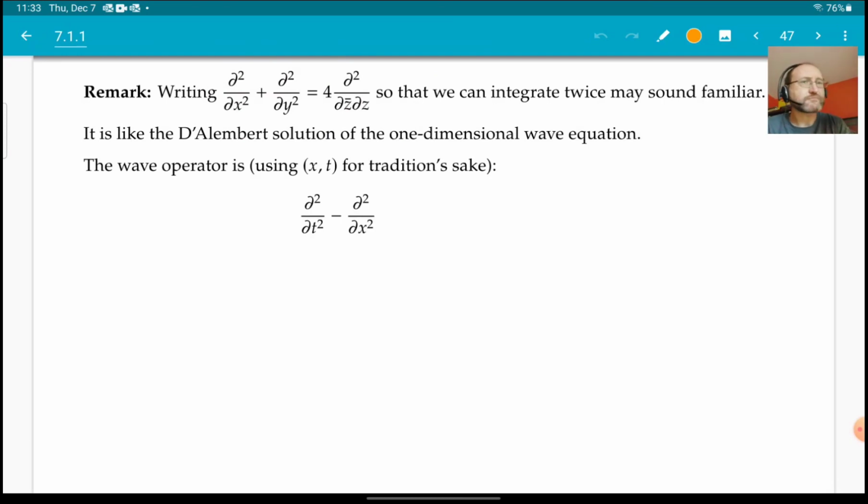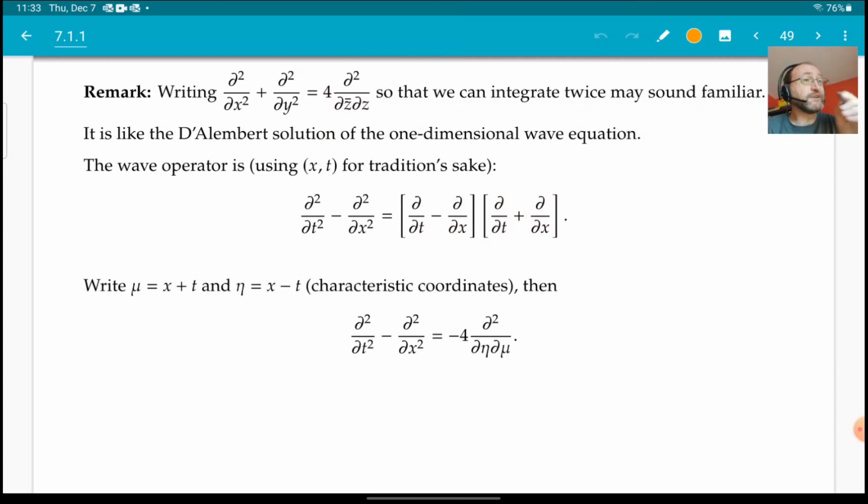So the wave operator is this guy, and I'm using x and t to be traditional rather than x and y, because t is time, x is position. And the wave operator is then this thing. Other than changing variable names, the difference is that there's a minus sign. And with a minus sign, we can change it into a composition of these two operators. That's like z and z bar, but now without the i's and without the constants, without the halves, so I don't need the 4.